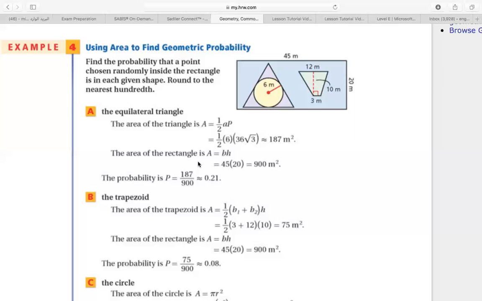Then the area of the rectangle. The rectangle is the whole. A equals B multiply H. B is the base, H is the height. So when I multiply both together, they will be 900. So the probability of finding any point inside the triangle is 187, which is the area of the triangle, over the area of the whole rectangle, which is 900.